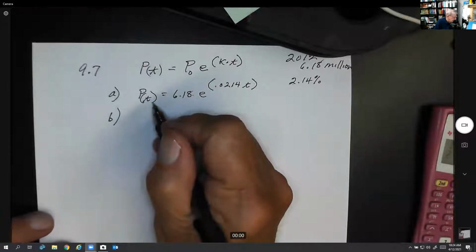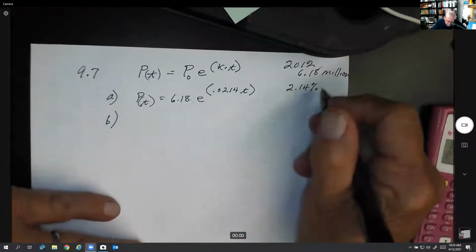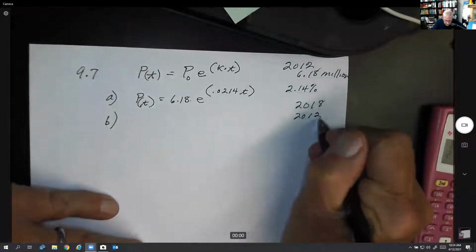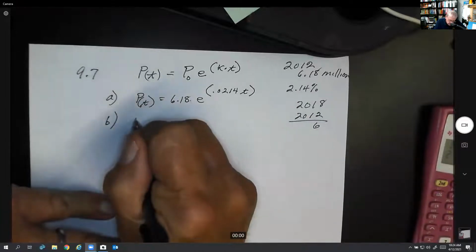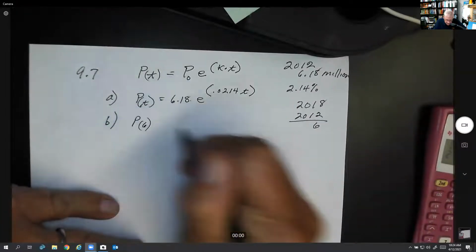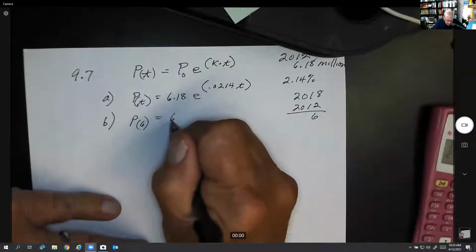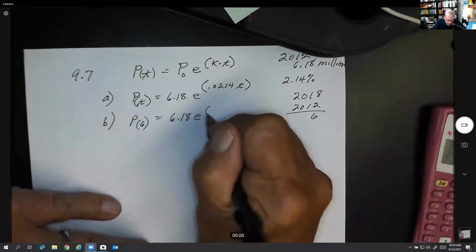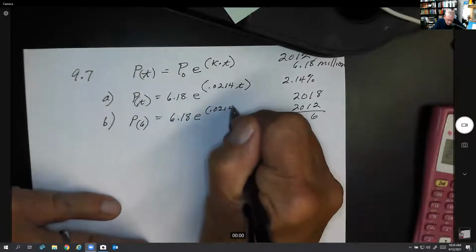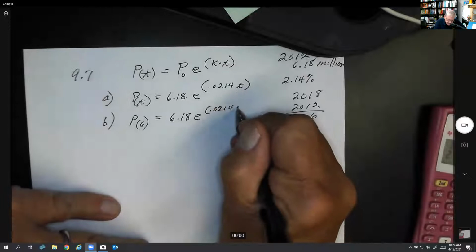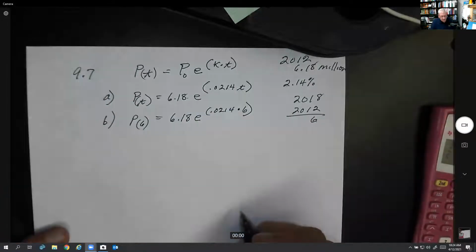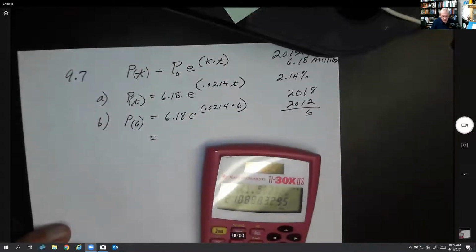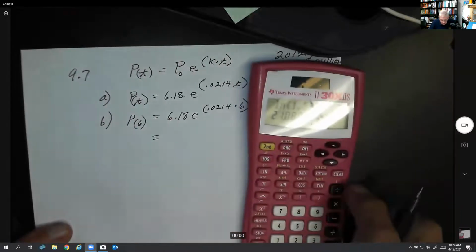Estimate the population in 2018. Well, 2018 minus 2012 is 6 years. You could write this as P6. 6 years from now, the population will be 6.18 e to the 0.0214 times 6 years from now. And that'll tell us the new population. So let's calculate it. And it's just a matter of using your calculator.